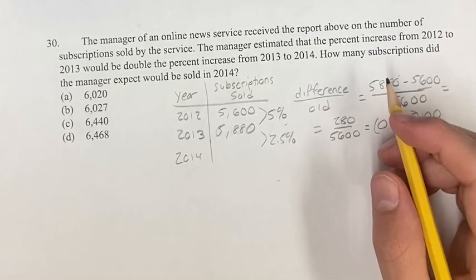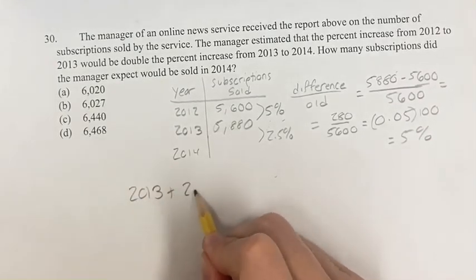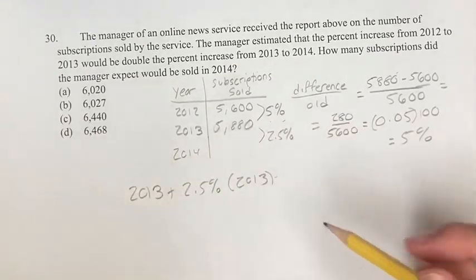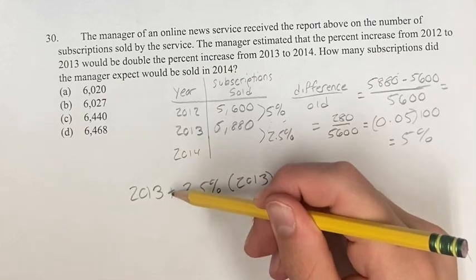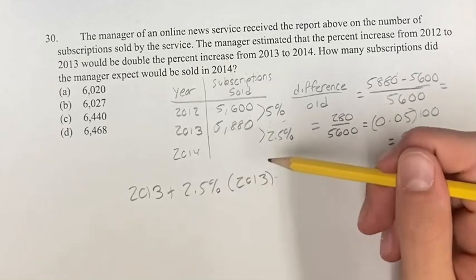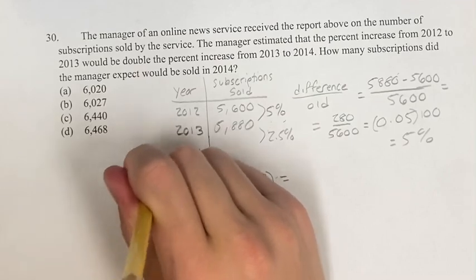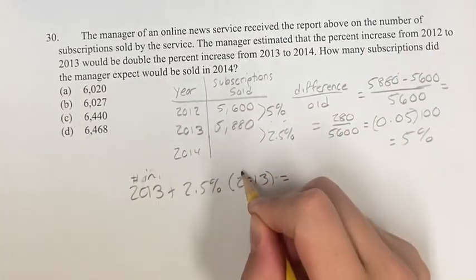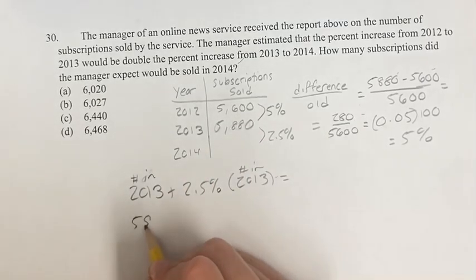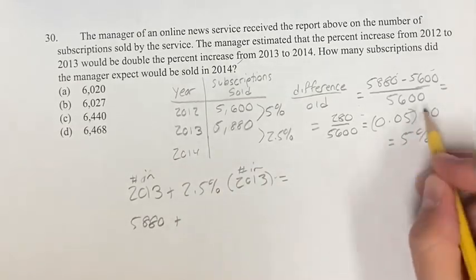So then what is the number of subscriptions in 2014? Well, it's going to be 2013 plus 2.5% of 2013, right? So the amount we had in 2013 plus 2.5% of it is the 2.5% increase. So we should specify it's the number in 2013. The number we're plugging in here is not 2013. So the number in 2013 is 5,880. We're adding that to 2.5%.